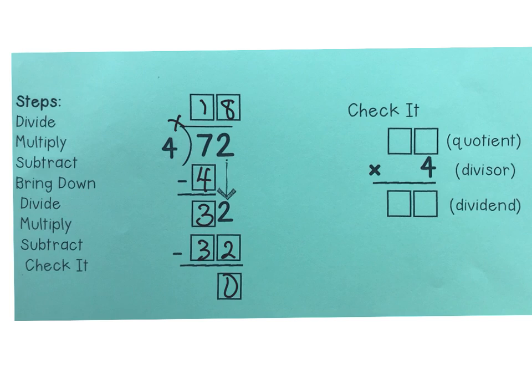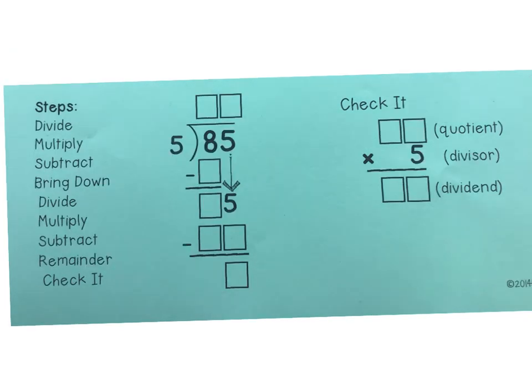So I'm going to come over here, and if I'm correct, then we should say that 18 times 4 is going to equal 72. 8 times 4 is 32. 1 times 4 is 4. 3 more, 72. Okay.